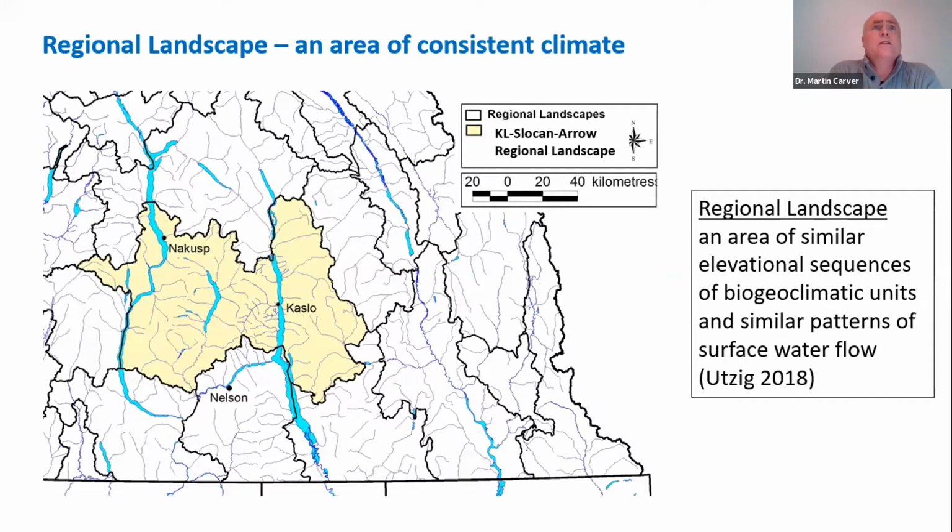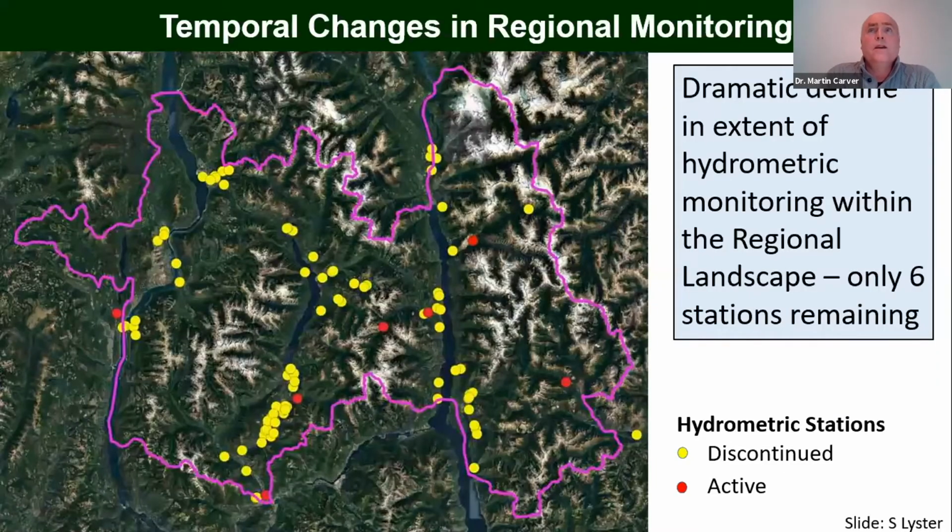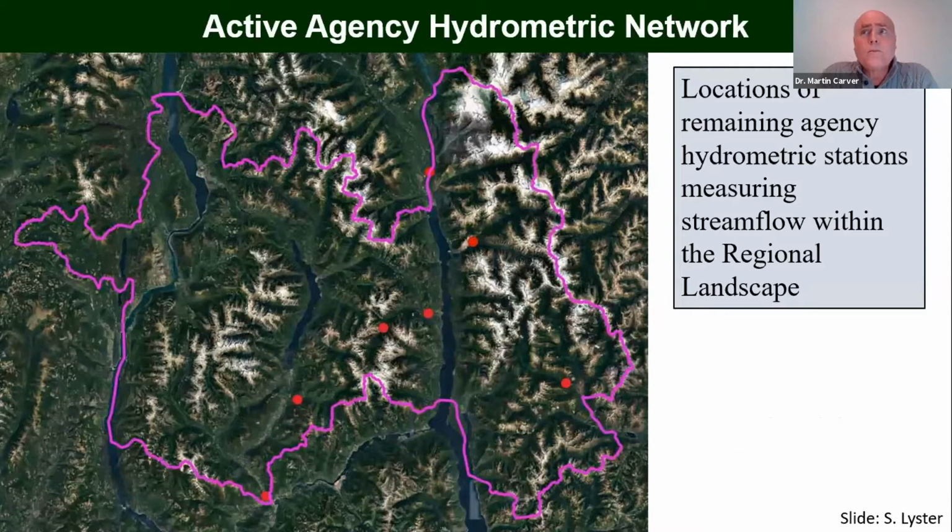Now, just want to introduce the concept of the regional landscape. The definition of it is on the side there in the box. Greg will be referring to this concept a little bit too. And it's essentially an area of consistent climate. So you can see in the map here, all the black lines outline regional climates in the southern half of the UCB. And I'm focusing you in on one, which was largely covered in the previous movie. And in that Arrows, Slocan, Kootenai Lake regional landscape, here you can see a summary of the discontinued stations and the active hydrometric stations.